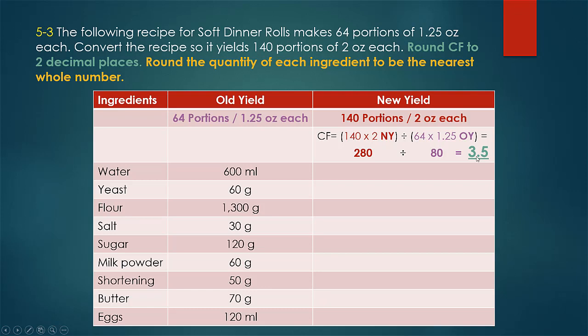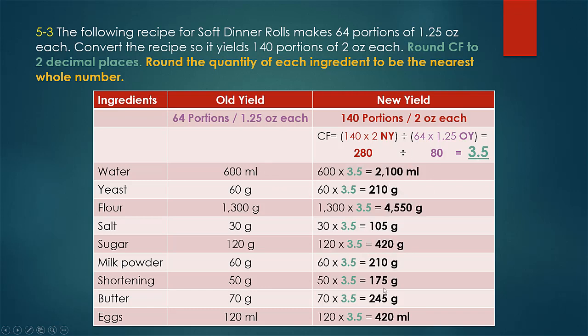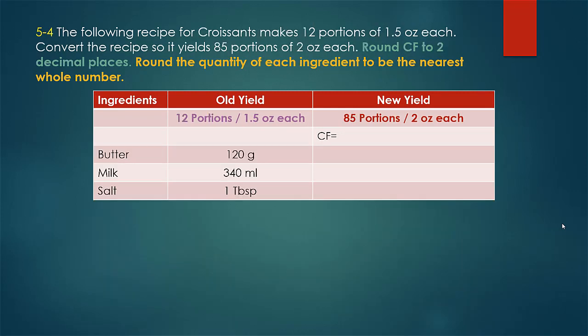I'm going to multiply my conversion factor times each ingredient amount so that I now see how much I need for each ingredient, so that I can go from 64 portions at 1 1/4 ounces and yield 140 portions at 2 ounces each. Pretty simple. Pretty handy. This not only tells me how much I need to buy, but now that I know how much of each ingredient I need, I can also quickly calculate the cost of all of this, but that's for the next chapter. Let's take a look at one last example.